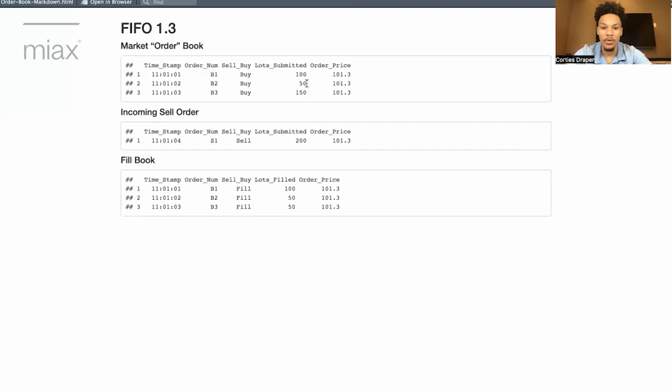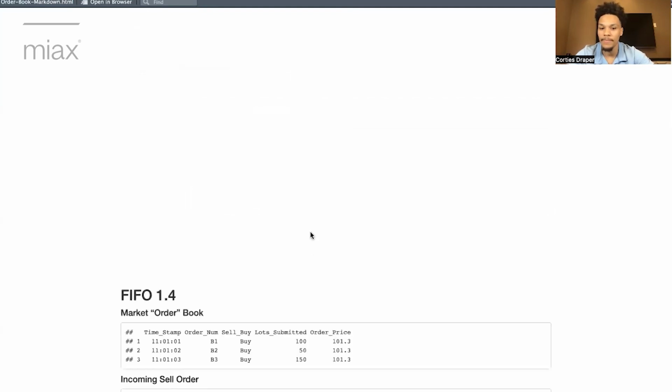Our next order for 50 gets filled for a full 50, also coming out of the sell order for 200 lots. So we have 50 left from the sell order of 200 lots, and that's what gets executed towards our last order for 150. We see the filled order book equals the incoming sell order of 200. Now we should have a certain amount of lots left over from this fill book, and that's what we'll see.